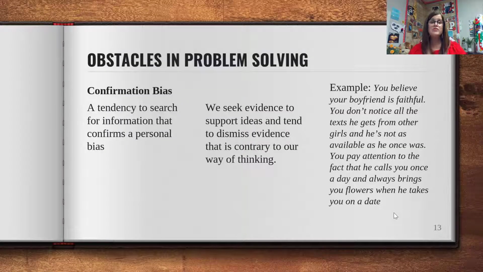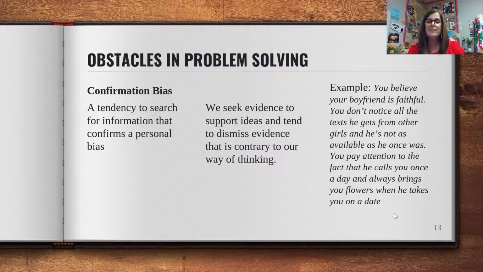Another obstacle is what we call confirmation bias. And confirmation bias is a tendency to search for information that confirms a personal bias that we have. So we want to be right. We want to be right. We're not willing to listen to others' opinions. We will seek out the information that confirms what we believe. So we seek evidence to support ideas, and we tend to dismiss evidence that's contrary to our way of thinking.